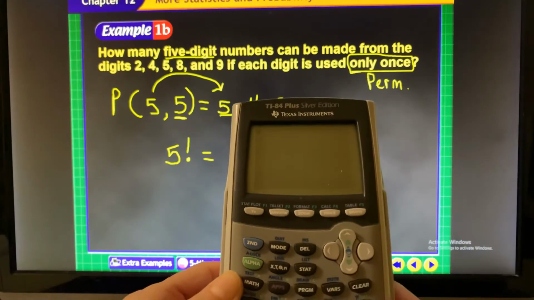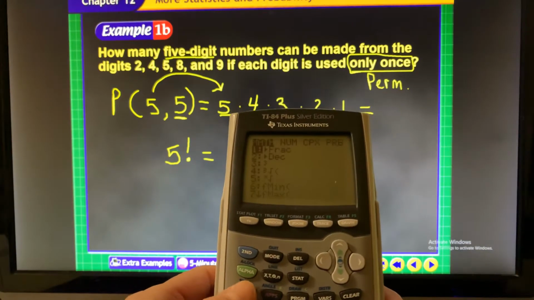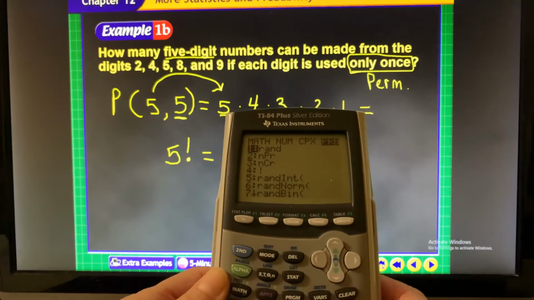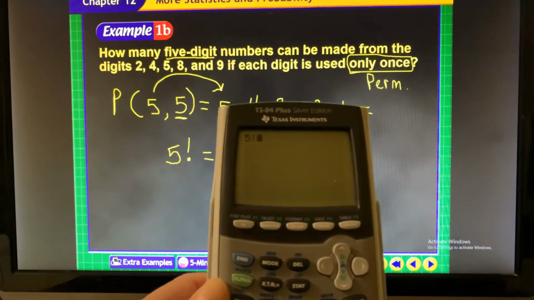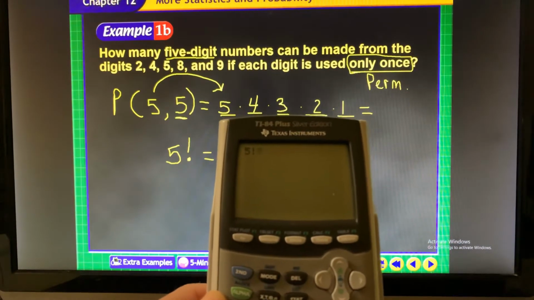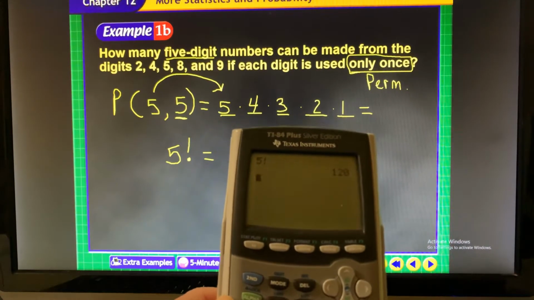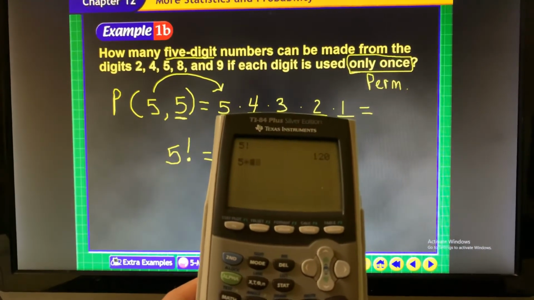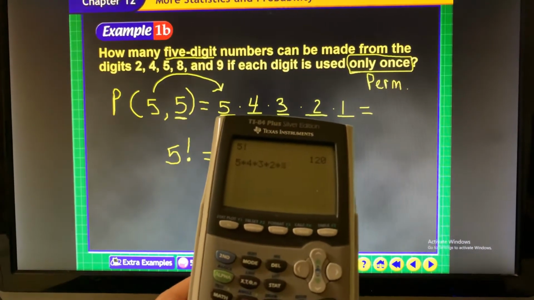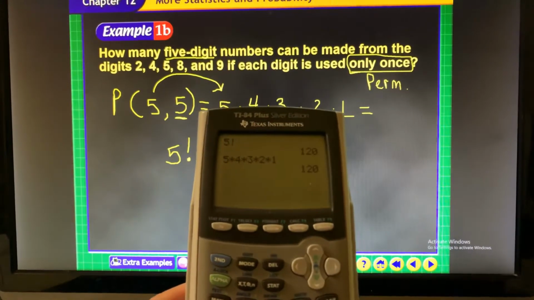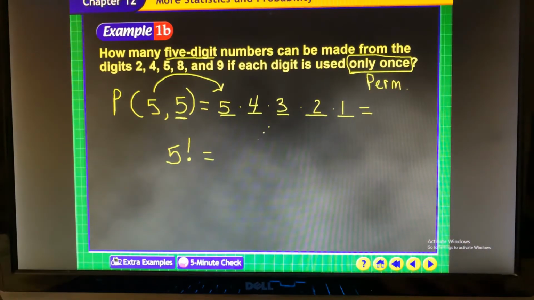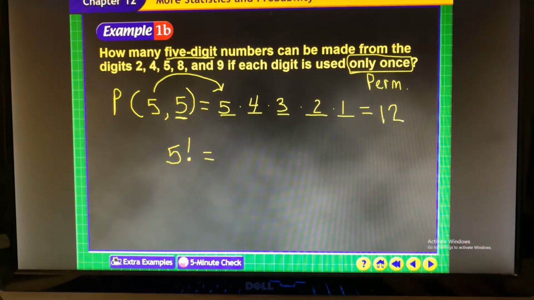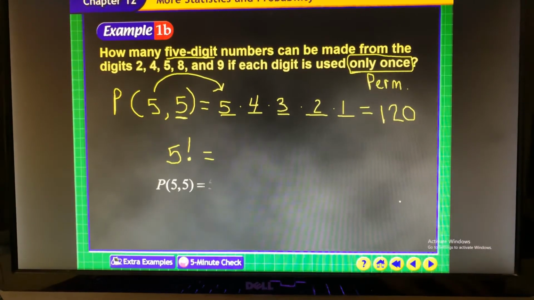So you want to hit the number first, then you're going to hit the math key, go over to probability, and go down to number 4, or just type in the number 4. And it says 5 factorial. So that's 5 times 4 times 3 times 2 times 1 is 120. If you don't believe me, watch. 5 times 4 times 3 times 2 times, I don't really need to do times 1. So see, it's just a faster way to do, and it's called 5 factorial. So you have 120 different arrangements. Okay?